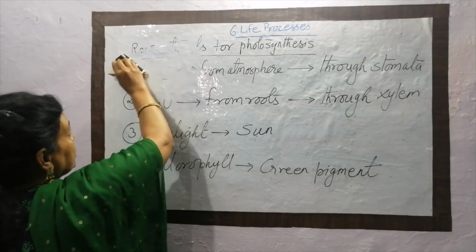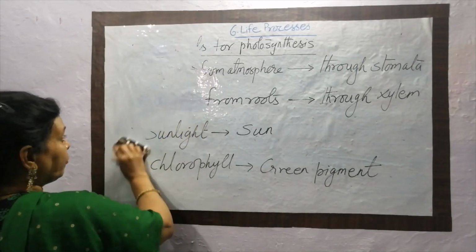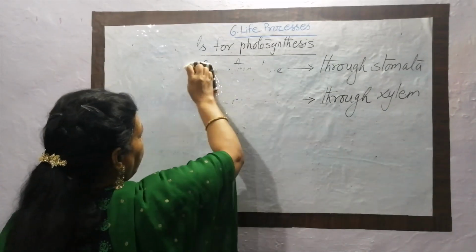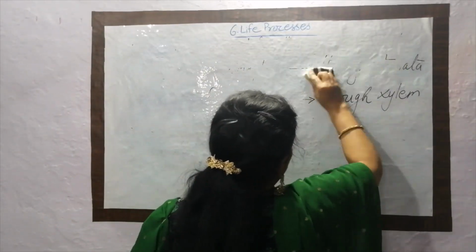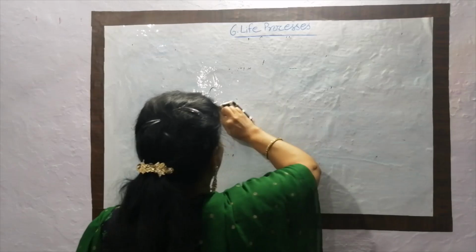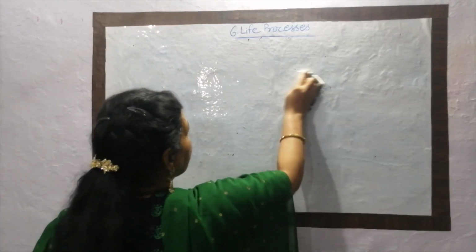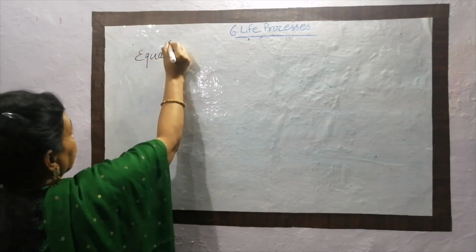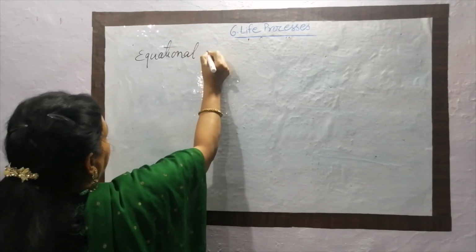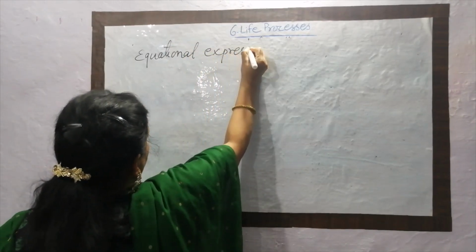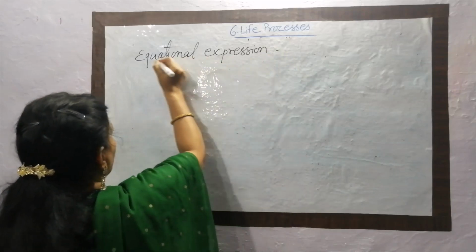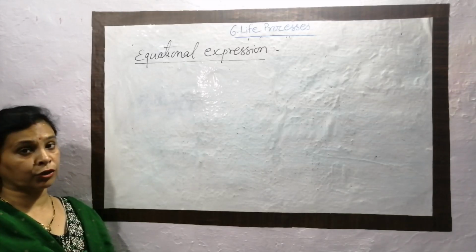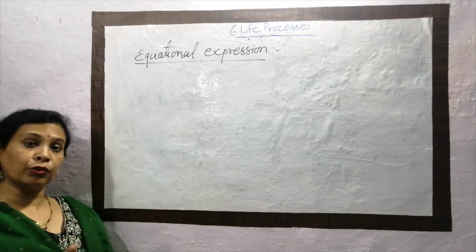Before moving on, let's see how we can explain the process of photosynthesis with the help of a simple equation. We have the equational expression for photosynthesis. We know very well that there are two raw materials, inorganic substances, carbon dioxide and water, and the process is completed in the presence of chlorophyll and sunlight.